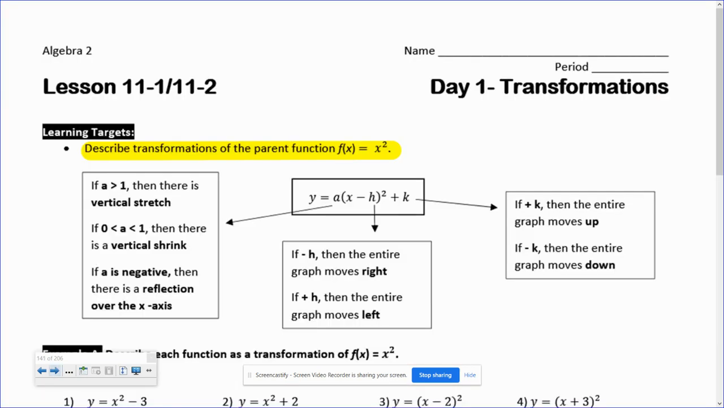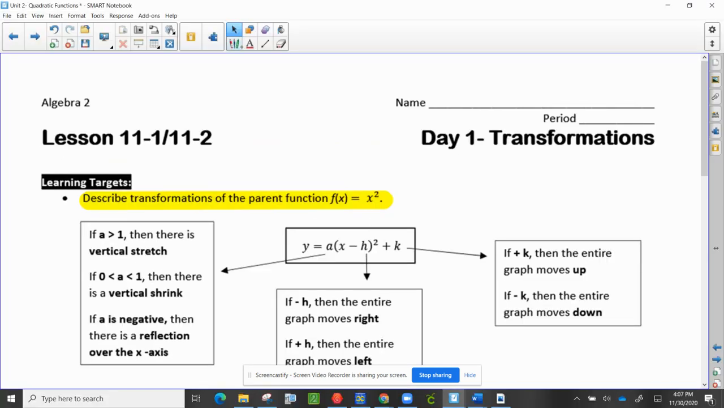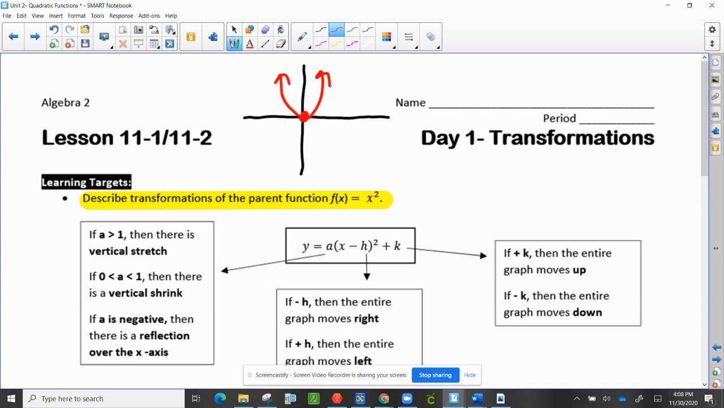So what we're going to be doing today is identifying transformations of the parent function, x squared. So it's a quadratic equation. So our parent function, remember, we did this back when we did absolute value functions, where we had to do transformations of the parent function. So remember, the parent function is the most basic form of this function. Now this is a quadratic, so it's still going to be a parabola shape, a U shape. But the parent function always starts at the origin.